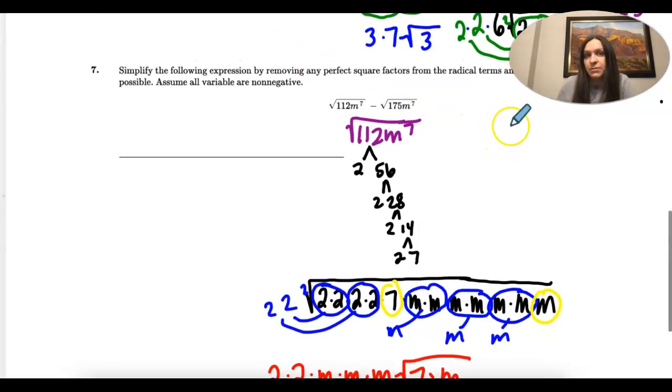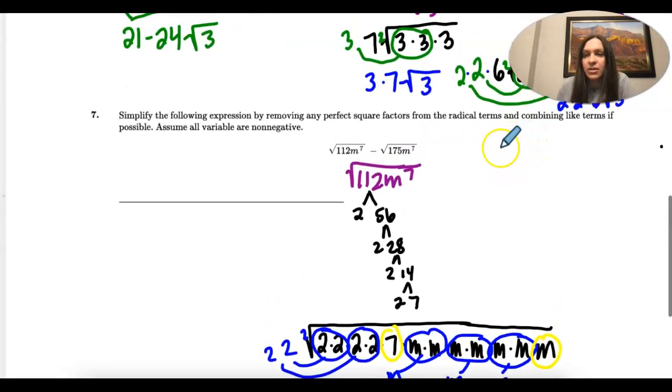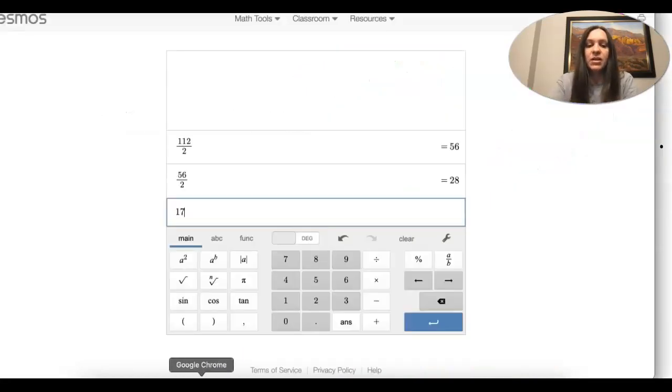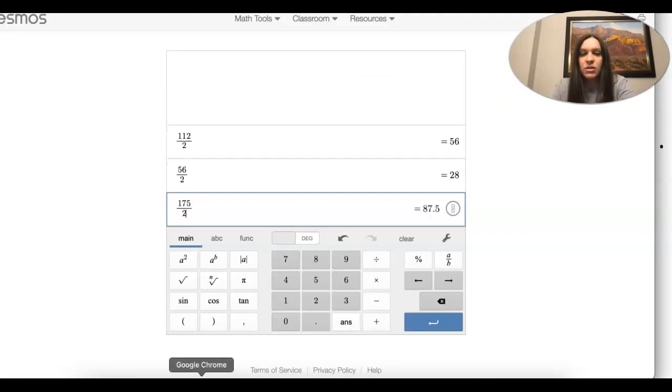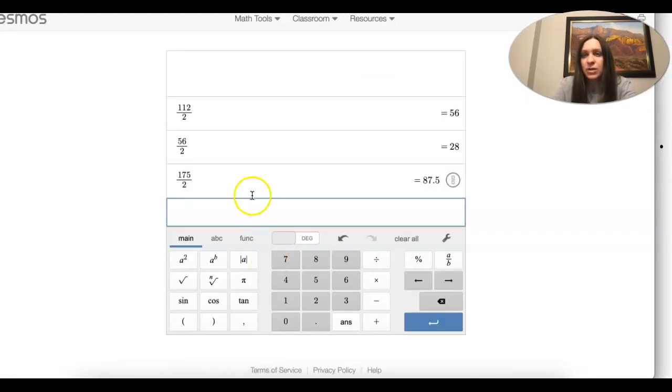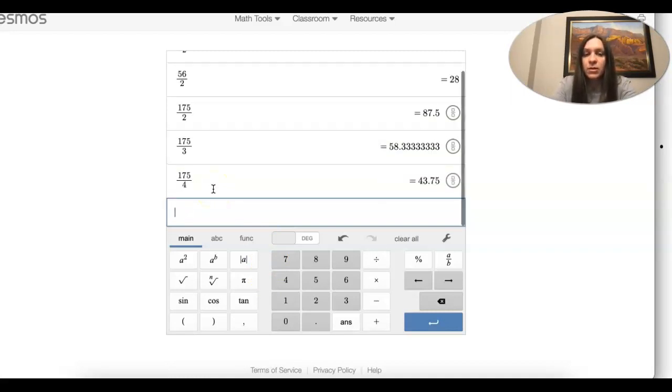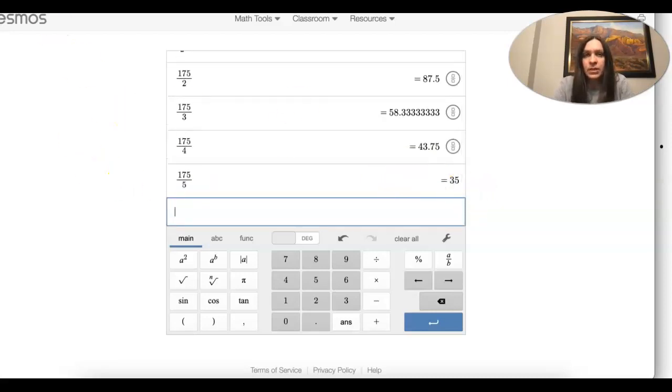So we're going to do it all over again. We're going to take the square root of 175 m to the 7th, and we're going to do what we just did. So I'm going to start by dividing. So again, if you're not sure, just start with 2 and see how that's a decimal. That means it doesn't work. Go to 3. Go to 4. Go to 5. So 5 times 35 is 175.